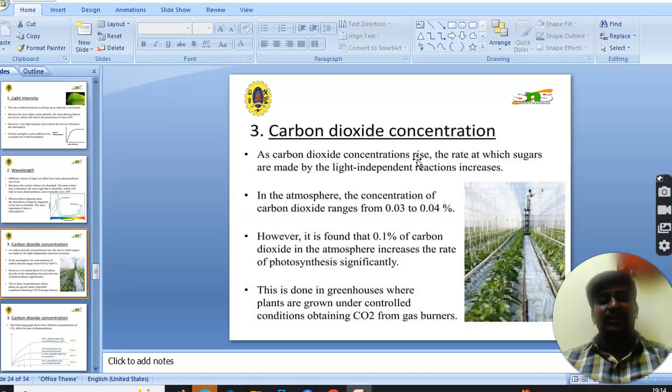The next, carbon dioxide concentration. As carbon dioxide concentration increases, the rate at which sugars are made by the light independent reaction increases. In the atmosphere, the concentration of carbon dioxide ranges from 0.03 to 0.04%. However, it is found that 0.1% carbon dioxide in the atmosphere increases the rate of photosynthesis significantly. This is done in greenhouses where plants are grown under controlled conditions.